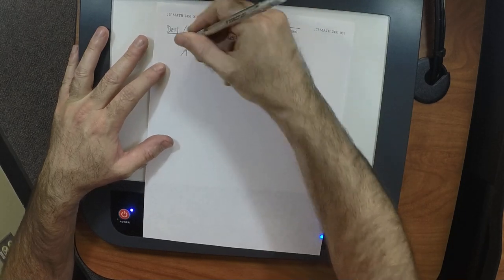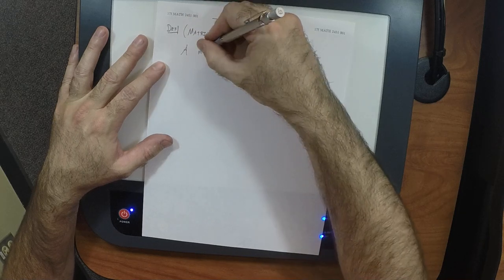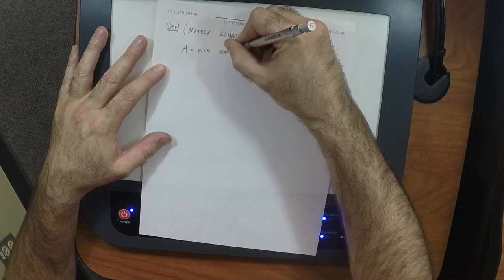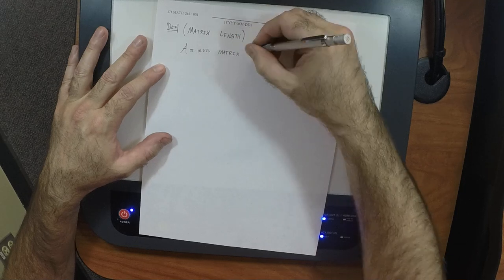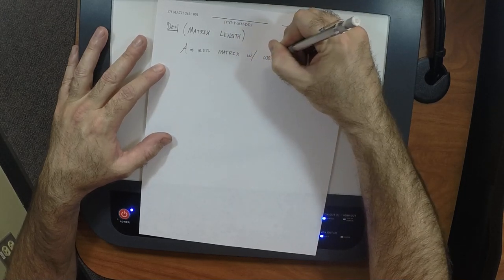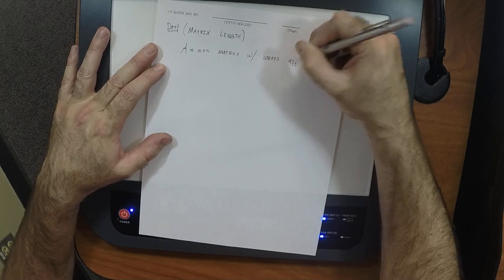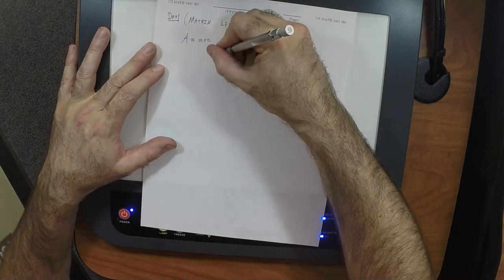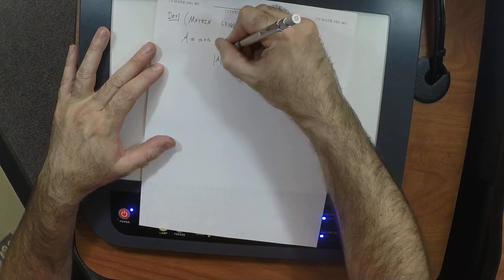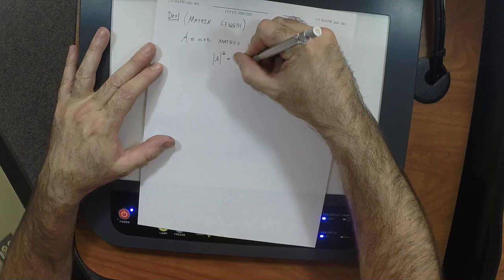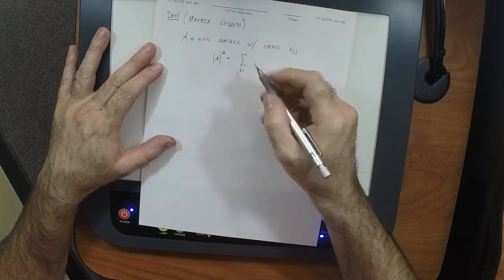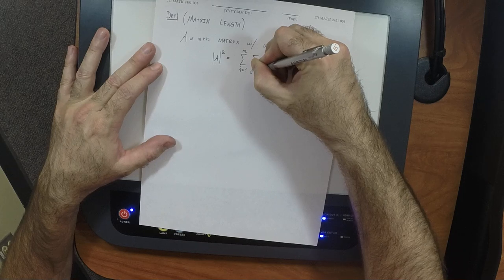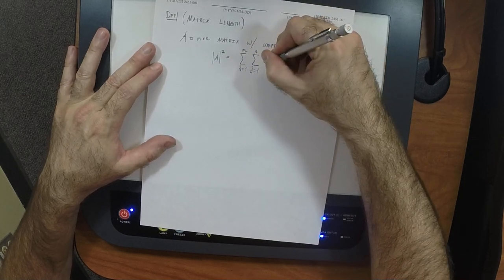So suppose that we have A, an M by N matrix, with coefficients Aij, where i represents row and j a column in the usual sense. We're going to define the length of A as, well, I'll make it length squared so it's easier to write. Length squared is the sum from i is 1 to M, sum j is 1 to N of Aij squared.